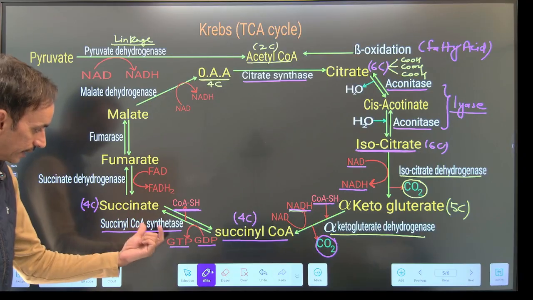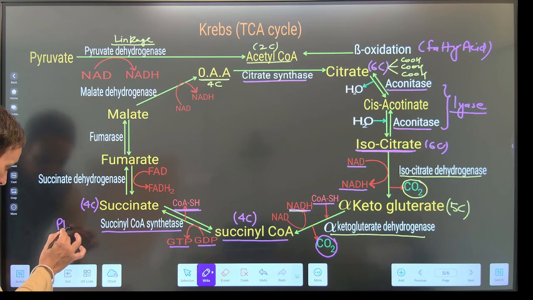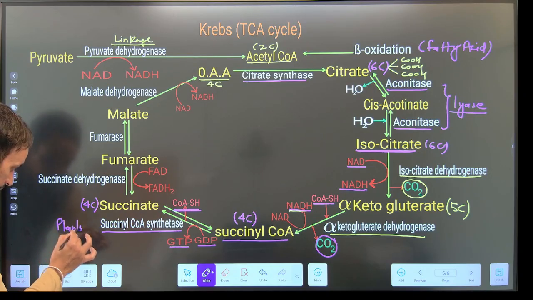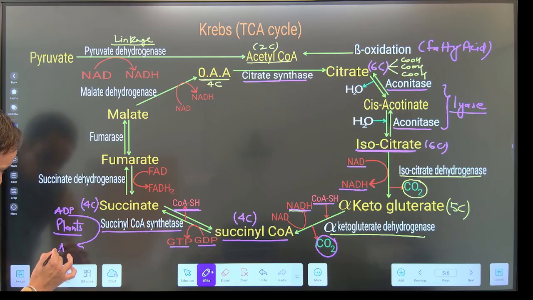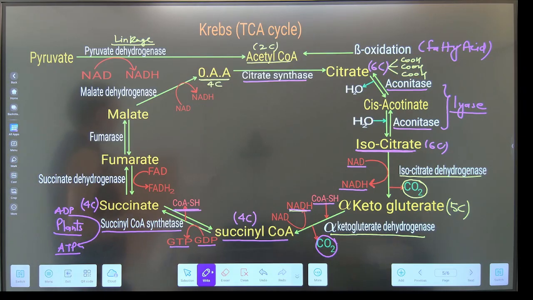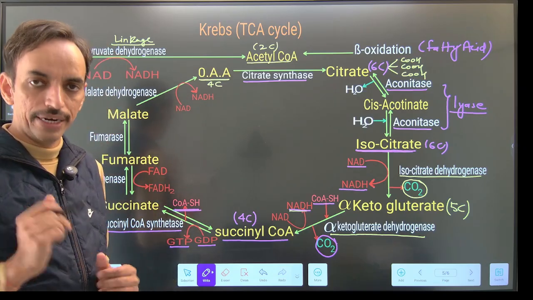Now at this step in case of plants, अगर अपन बात करें प्लांट्स की, तो at the same step there is a conversion of 1 ADP in place of GDP into the ATP. So there is a direct synthesization of ATP at this step in case of plants.